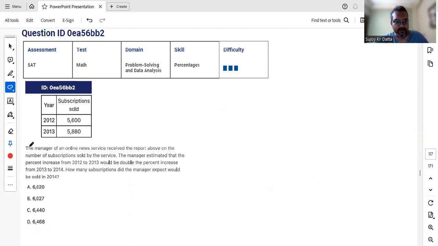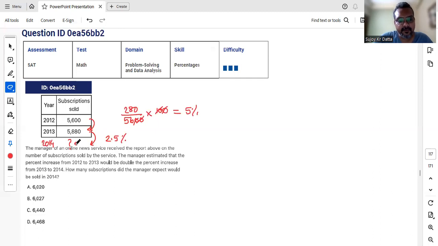So some subscriptions are shown. The manager of an online news service sees this, estimates that the percentage increase from 12 to 13 would be double of from 13 to 14. How much in 2014? So let's figure out how much is the percentage increase here. So the increase is clearly 280, right? 5880 minus 5600 is 280 over the initial value times 100. So that's 5%. So what you are saying is that the percentage increase from here to here is double of from here to here. Means here the increase should be 2.5%.